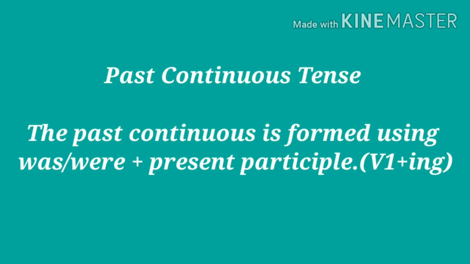A subdivision of past tense is past continuous tense. The past continuous tense is formed using was or were plus the present participle form of the verb, which is also called the ing form of the verb. We add ing to the first form of the verb.